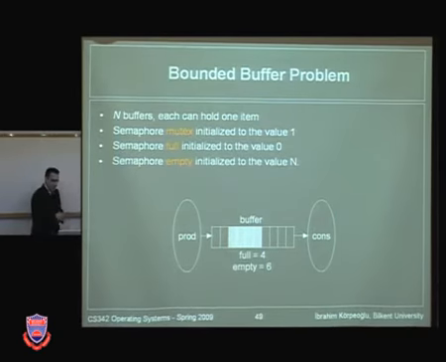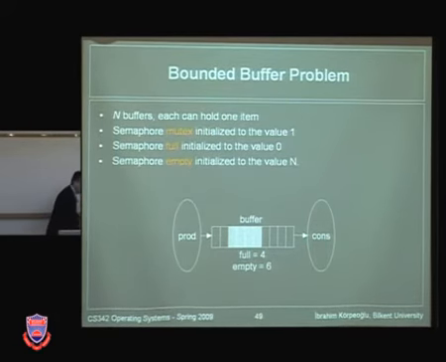So how can we implement the solution? We have a shared buffer. Assume the shared buffer can hold at most n items. So the size of the shared buffer is n slots, okay? Each slot can hold one item. So we also define a semaphore mutex, okay? That is initialized to 1.